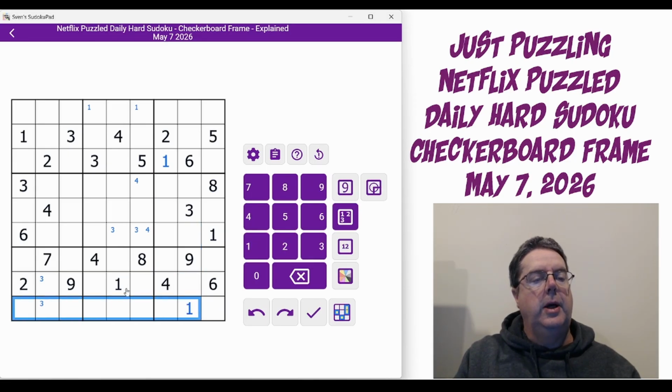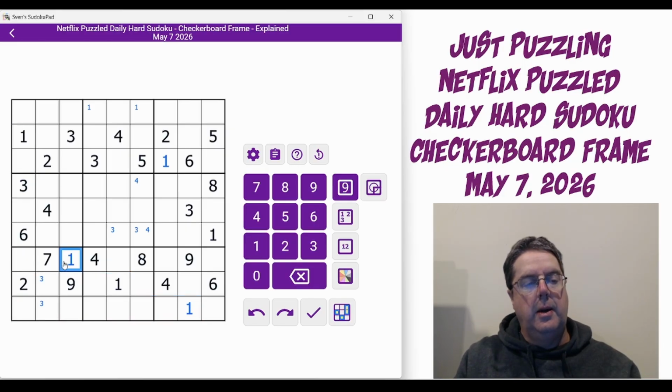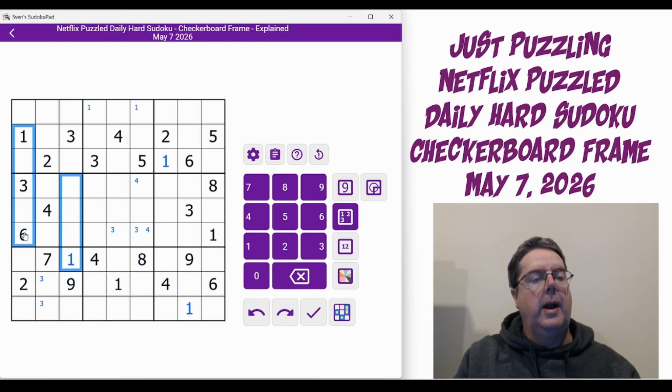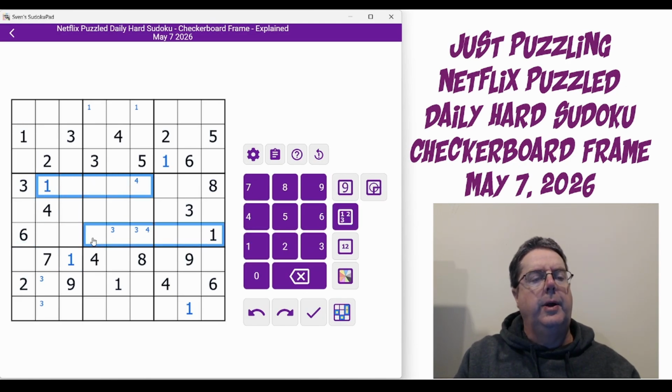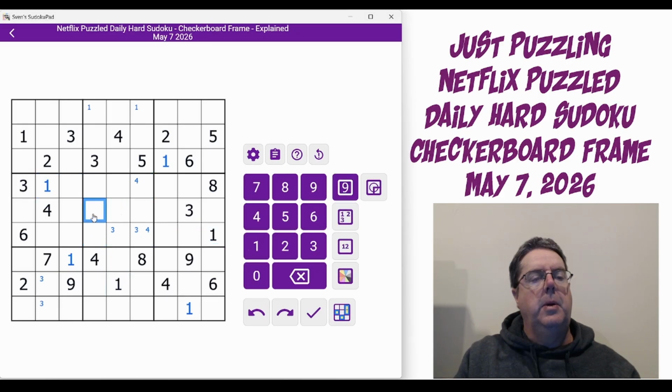1 comes across here, 1 comes across here, 1 comes down here, so this is a 1 here. 1 up here, 1 down here, 1 across here, so this is a 1 here. 1 across here, 1 across here, 1 up here, leaving me with a 1 in one of these two spots. Okay, so 4's there, 5's there, 8.